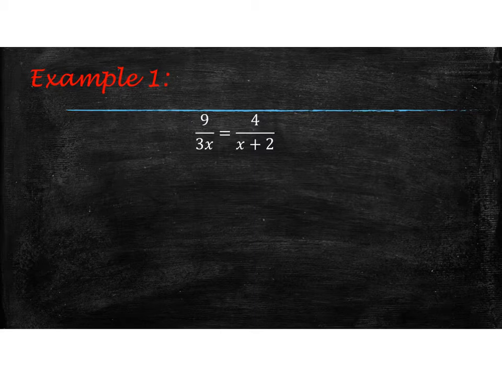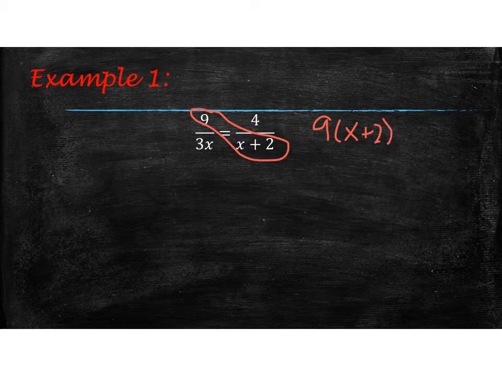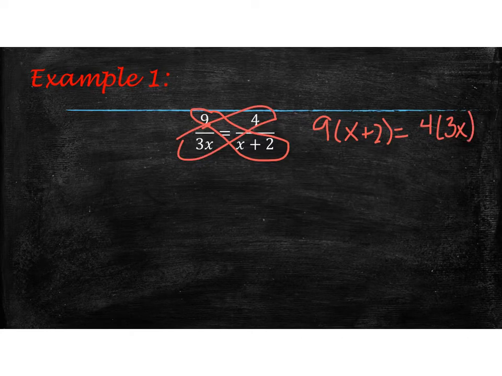Okay, so let's look at this first example. We have 9 over 3x equals 4 over x plus 2. So we're going to cross multiply. We're going to take 9 and we're going to distribute it to the x plus 2. I'm just going to write this down, but of course you can do it in one step if you would like. And then we're going to do 4 times 3x. Again, you can do that in one step by making that 9x plus 18 equals 12x.